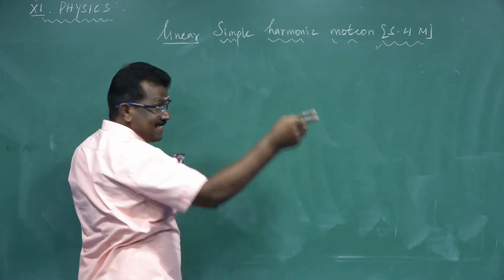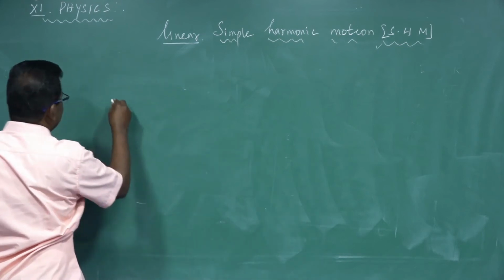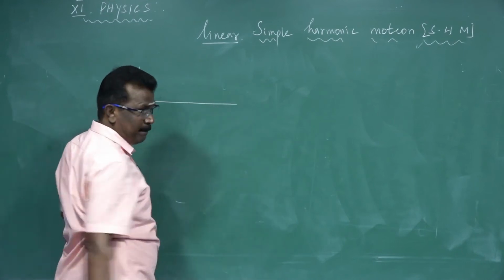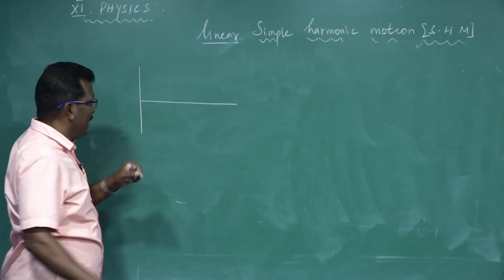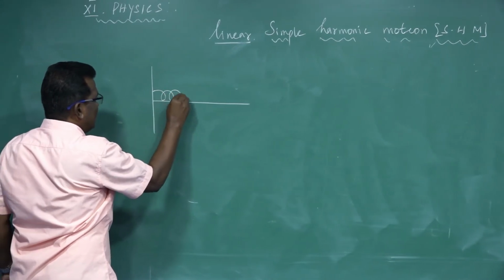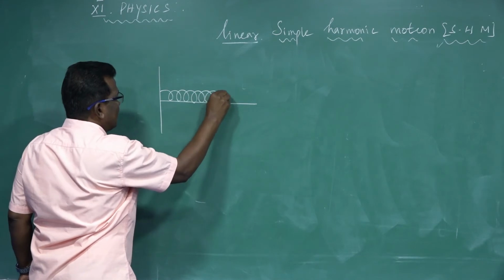In the previous case, the angular motion. Now, linear simple harmonic motion. So, let us consider a spring, a massless spring, placed on a smooth, frictionless surface.